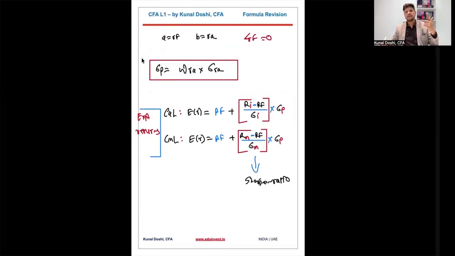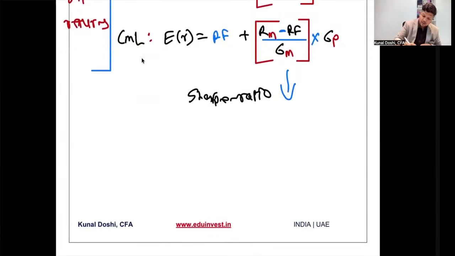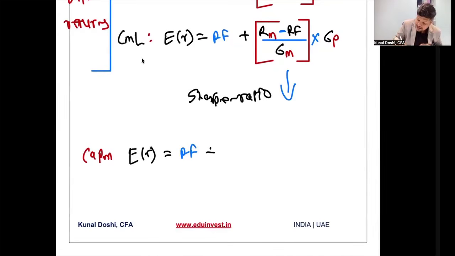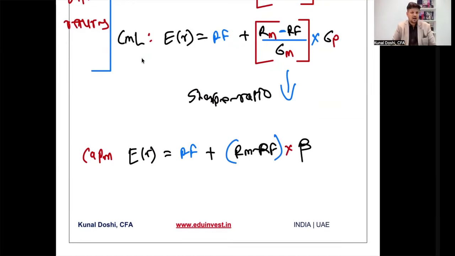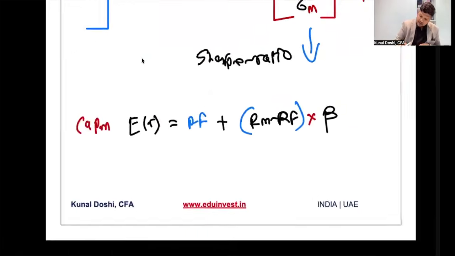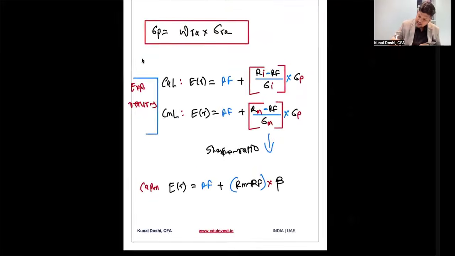Do we do the same for CAPM? In CAPM, do I use total risk? When I do CAPM, we also calculate expected return, and we use the same components, RF plus RM minus RF, right? But do we take total risk? No, we take only the systematic risk, that is beta. And beta, we all know what it is.